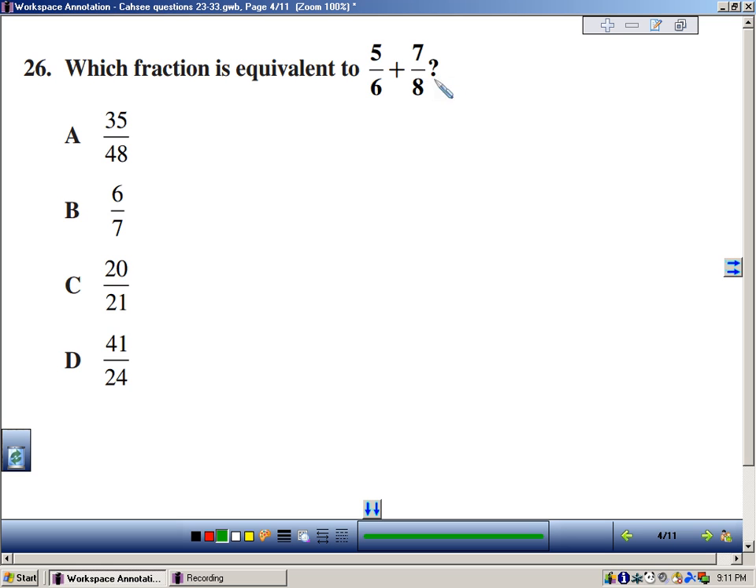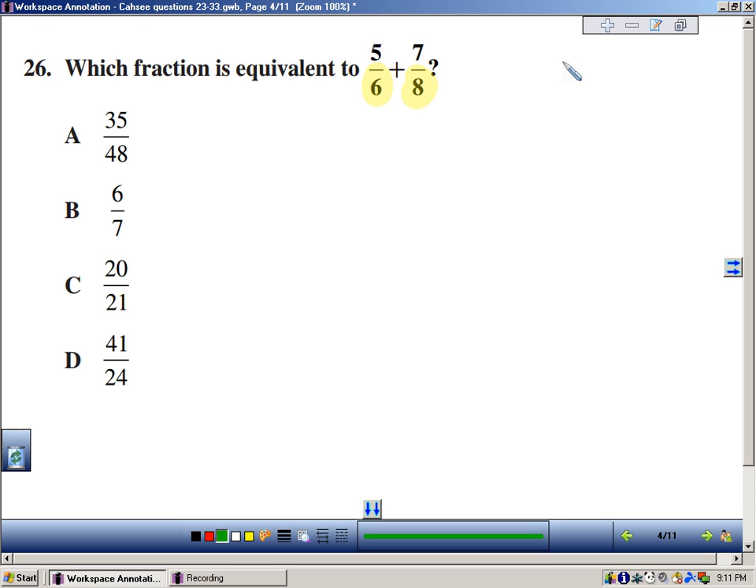Which fraction is equivalent to 5/6 plus 7/8? We've been working on some of these types of questions, and we all remember that when you add or subtract fractions, you have to have a common denominator. So I've got 6 and 8. Now we're looking for the lowest common denominator. So I start with the largest number, 8. Can I multiply 6 by a number to make it 8? No. So I take 8, multiply by 2, make it 16.